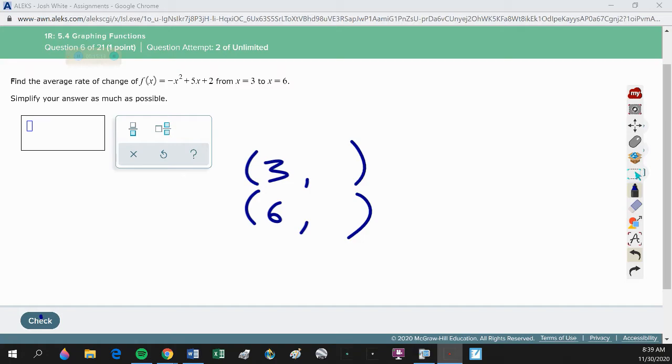So we plug 3 in. So negative 3 squared plus 15 plus 2 is 8. So 3 minutes into your drive, you were going 8 miles an hour. And 6 minutes into your drive, you are going backwards 4 miles an hour.